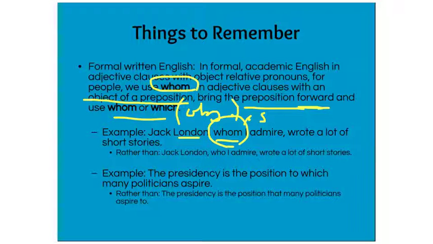Now, the next one. The presidency is the position to which many politicians aspire. Here we have the relative pronoun functioning as the object of the preposition.